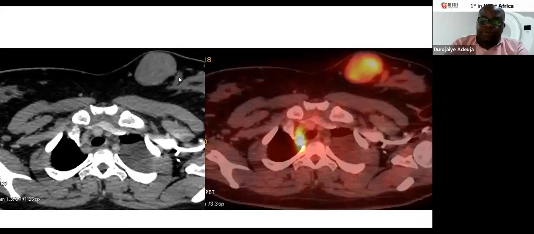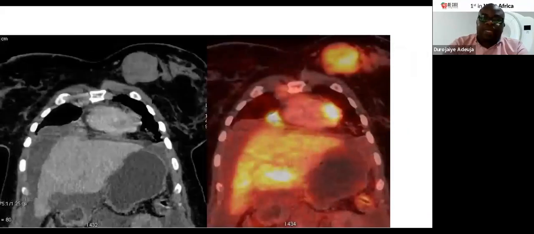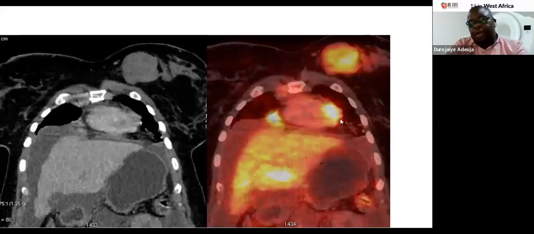In this particular patient, we found out that the axilla, these are the coronal images, CT, and the fused images, essentially PET and CT being fused together.